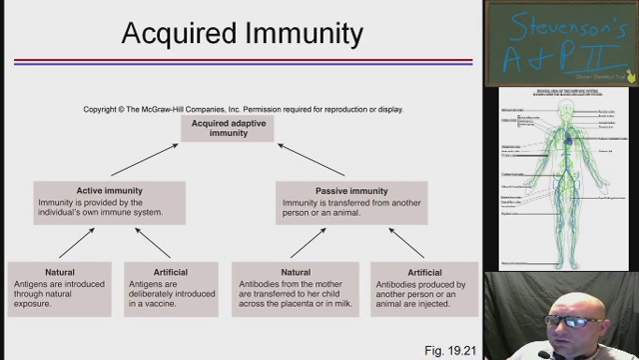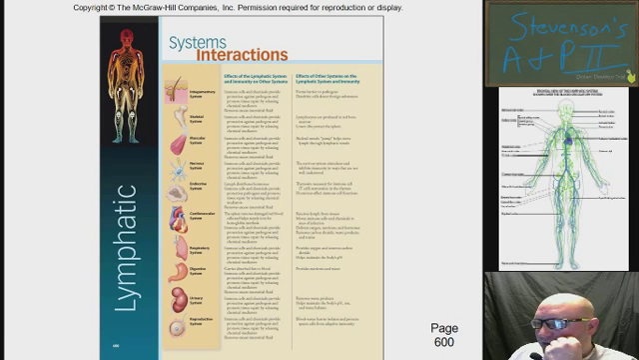Passive immunity is when it's transferred from one person or an animal to another person. Antibodies from the mother are transferred to the child across the placenta or in milk. This is an example of natural passive immunity. An artificial way to develop passive immunity is when antibodies are produced by another person or an animal and are injected.